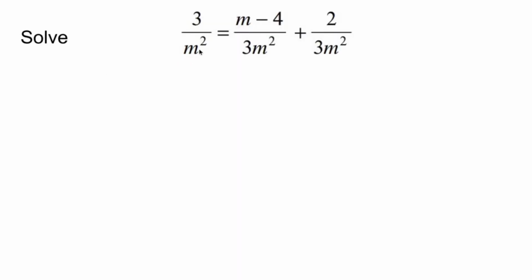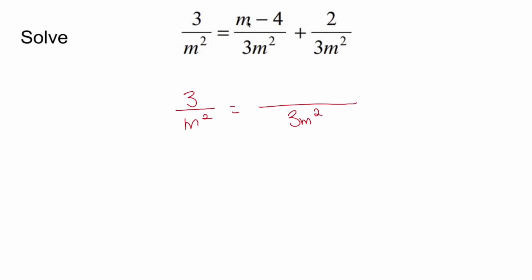Solve 3 over m squared equals m minus 4 over 3m squared plus 2 over 3m squared. Well, what I notice right away is these are two fractions being added together and the denominators are the same. So do nothing with the left side. And on the right side, since the denominators are the same, just add the stuff on top. So you have 3m squared on the bottom.